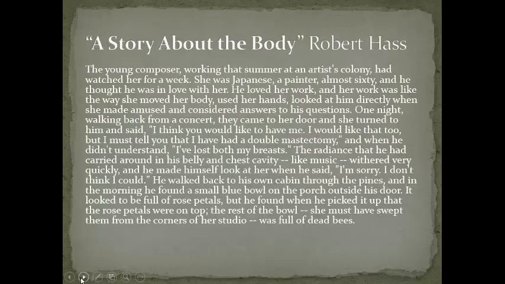Let's start by reading A Story About the Body by Robert Haas. The young composer, working that summer at an artist's colony, had watched her for the week. She was Japanese, a painter, almost 60, and he thought he was in love with her. He loved her work, and her work was like the way she moved her body, used her hands, looked at him directly when she made amused and considered answers to his questions. One night, walking back from a concert, they came to her door, and she turned to him and said, "I think that you would like to have me. I would like that too, but I must tell you that I've had a double mastectomy." And when he didn't understand, "I've lost both my breasts."